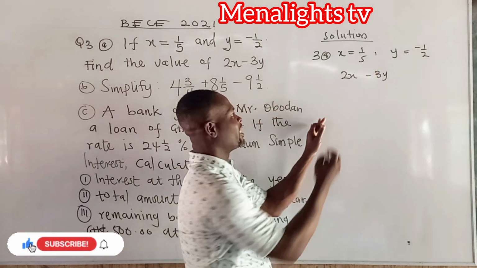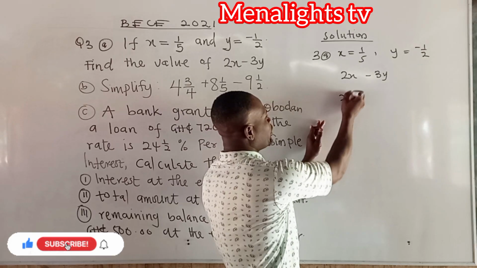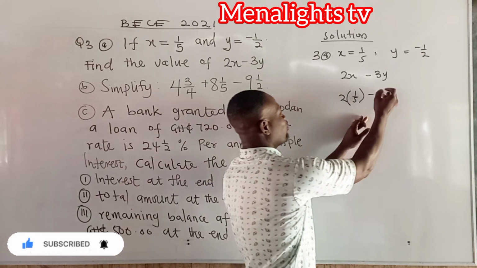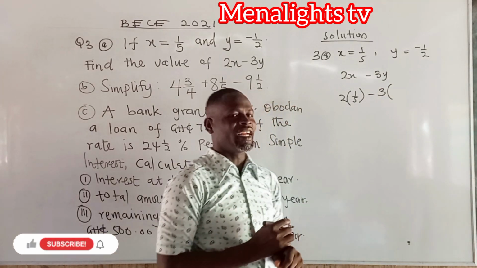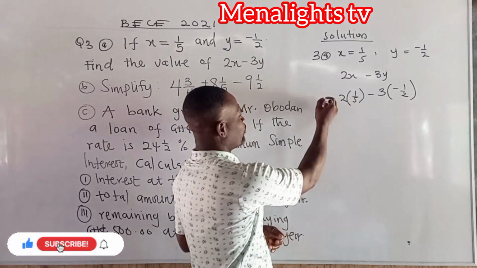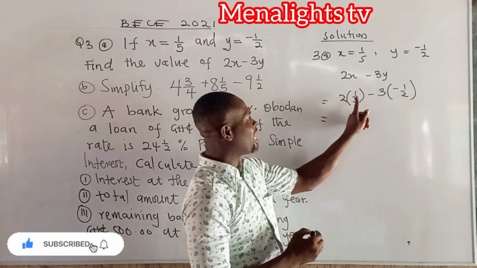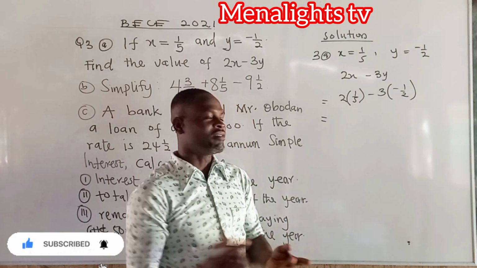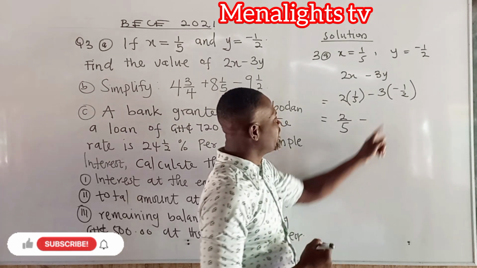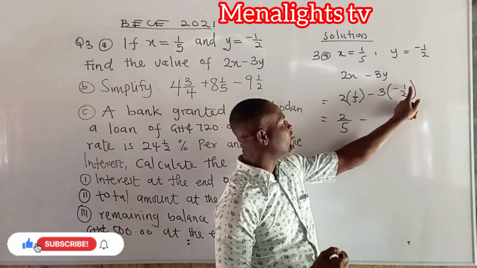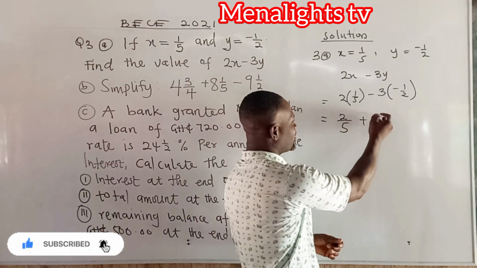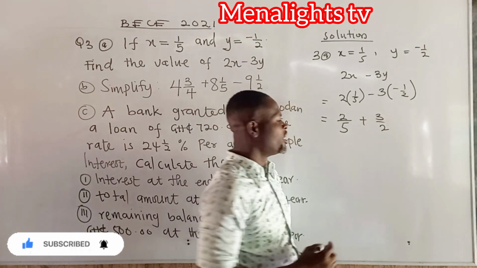So 2x here, that is 2 into bracket, the x is 1 over 5. Then minus 3y. The y is minus half, as we have it there. From there, 2 times 1 over 5 will give us 2 over 5. Then minus, negative 3 times negative 1 over 2 will give us positive 3 over 2. So this becomes plus 3 over 2.